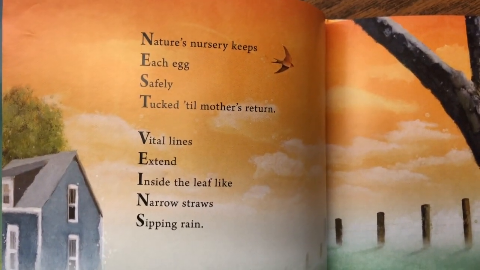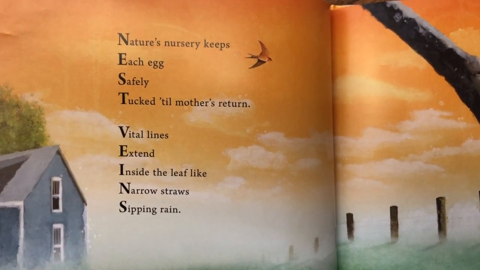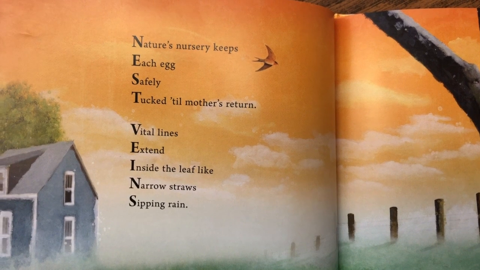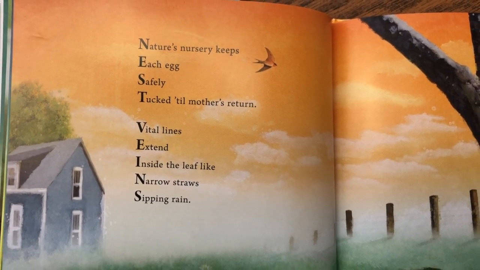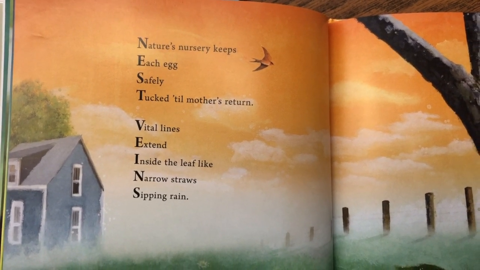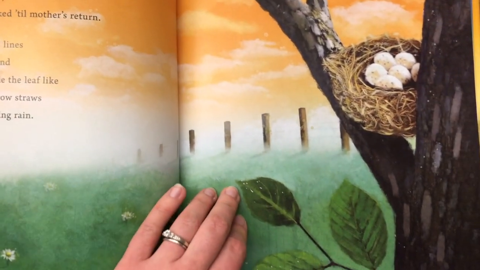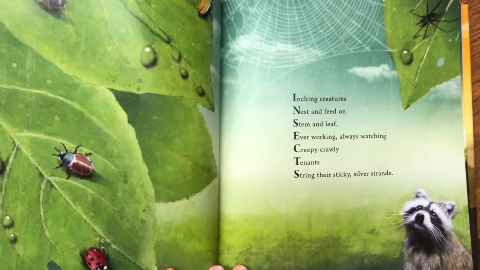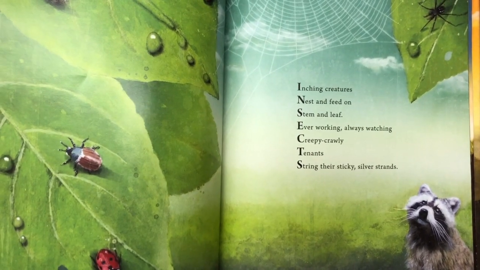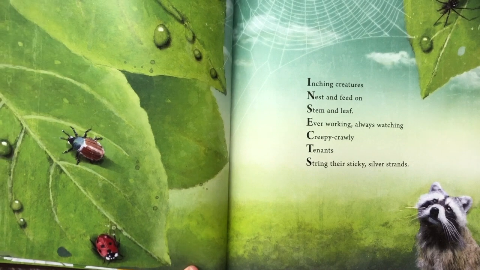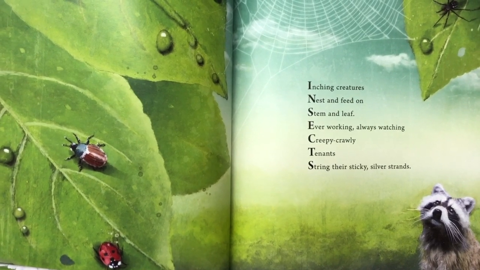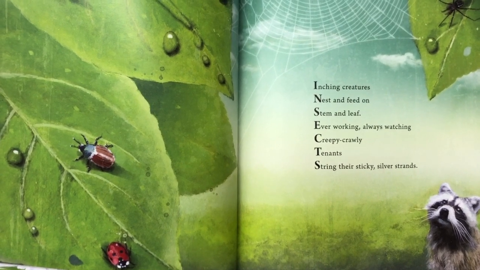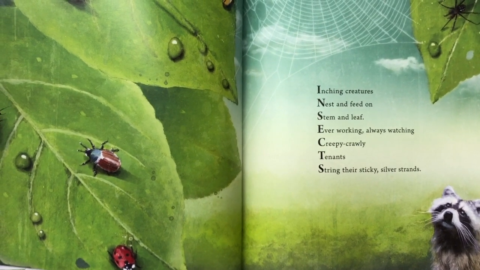Nest veins. Nature's nursery keeps each egg safely tucked till mother's return. Vital lines extend inside the leaf like narrow straws sipping rain. Insects. Inching creatures nest and feed on stem and leaf, ever working, always watching, creepy, crawly tenants string their sticky silver strands.